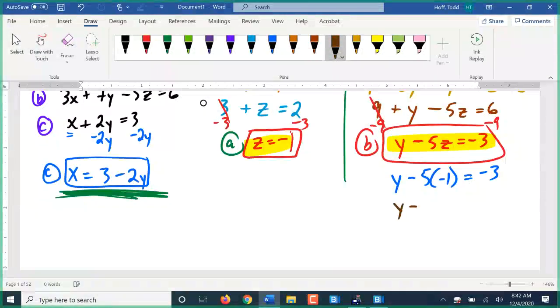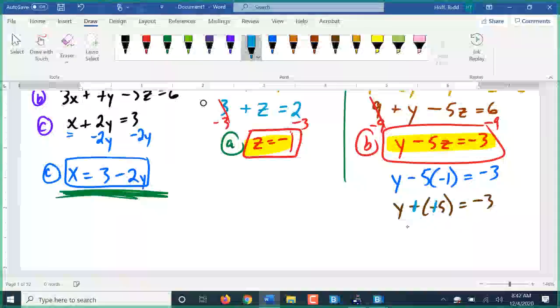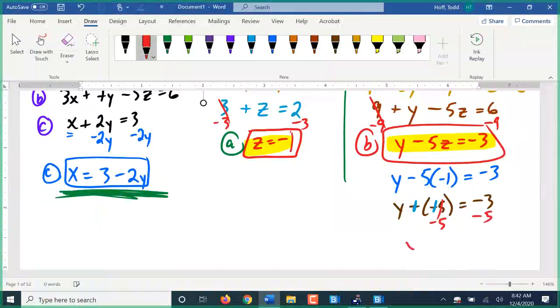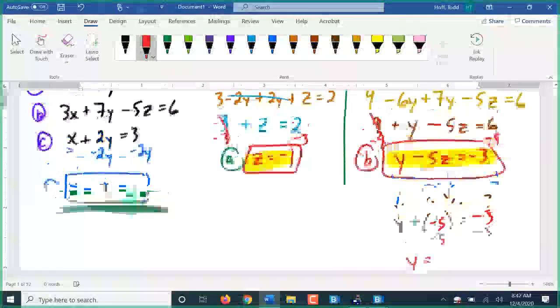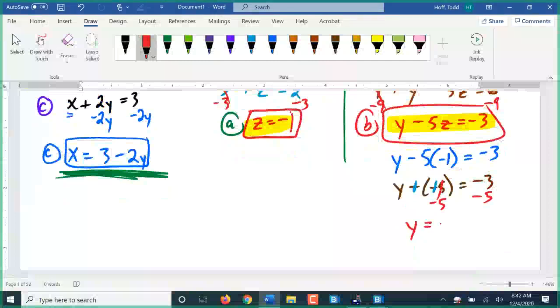So 5 times negative 1 is a negative 5. Now I'm going to change this a little bit here. Y minus a negative 5 is the same as y plus positive 5. So to solve this, this is actually y plus 5, so I'm actually going to subtract 5. So y equals negative 8, correct for that? Apparently. So we get y equals negative 8 there.